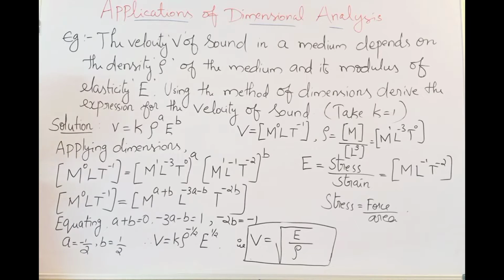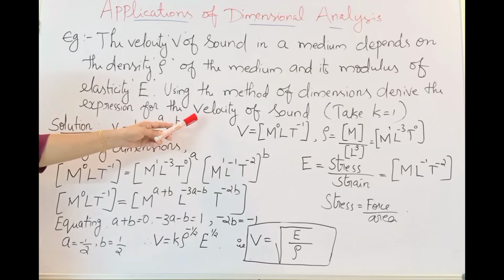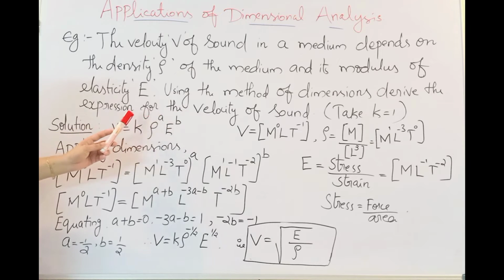So we can consider another example. The velocity v of sound in a medium depends on the density rho of the medium and its modulus of elasticity E. Using the method of dimensions, derive the expression for the velocity of sound. And also it is given to take k equal to 1.